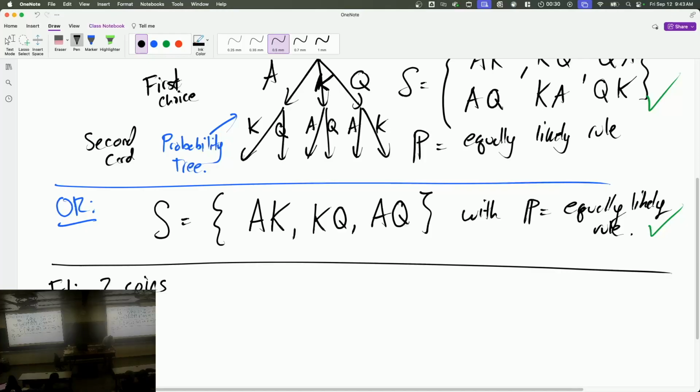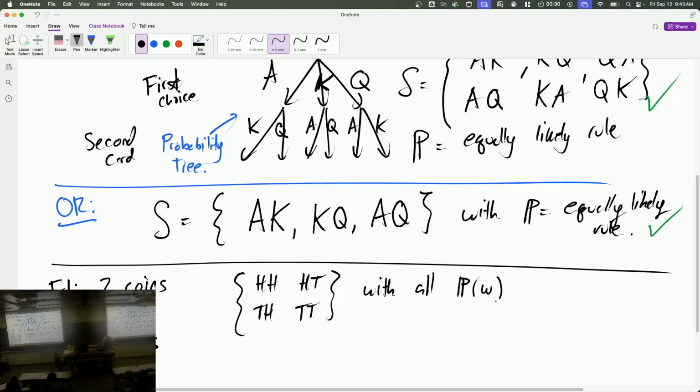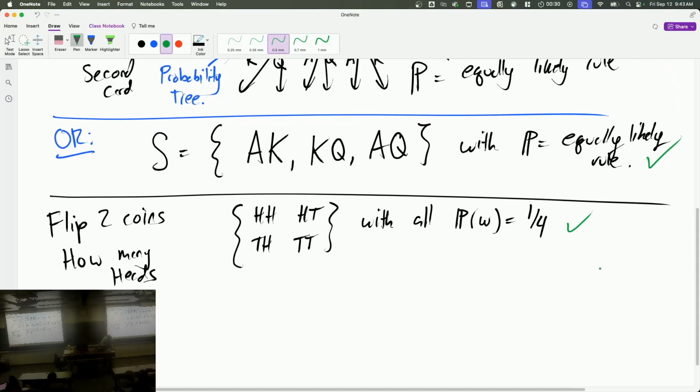How many heads? One answer we saw already is this one: heads-heads, heads-tails, tails-heads, and tails-tails, with all probability 1/4. The probability of any simple outcome omega is 1/4. That is correct. But we can make another probability space that works.